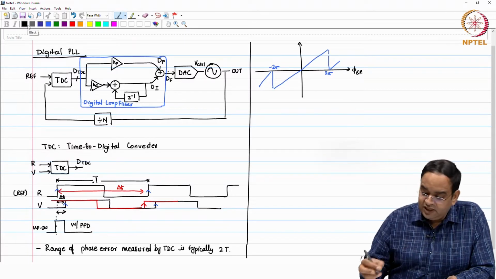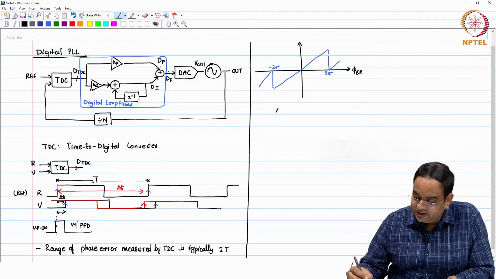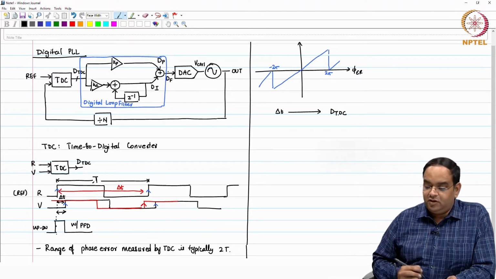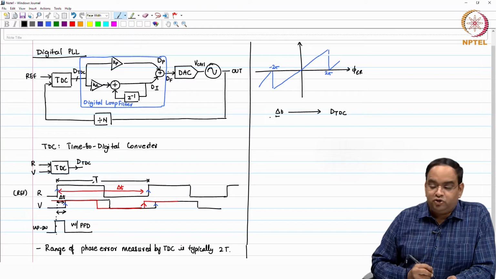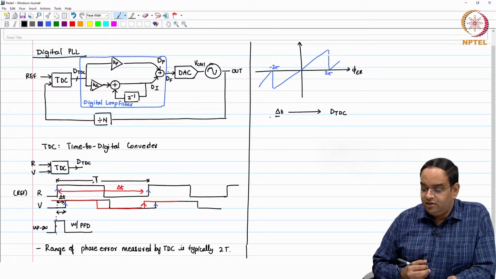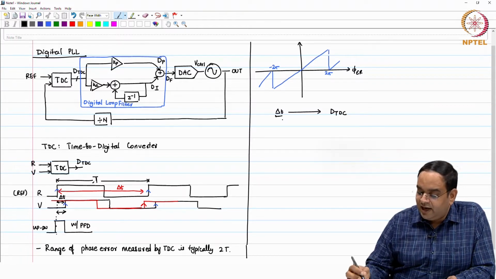Now, this delta t is digitized to the control word DTDC. Okay, this delta t timing. So, in order to digitize this delta t timing, you need a reference or some resolution. So, this delta t I need to digitize.